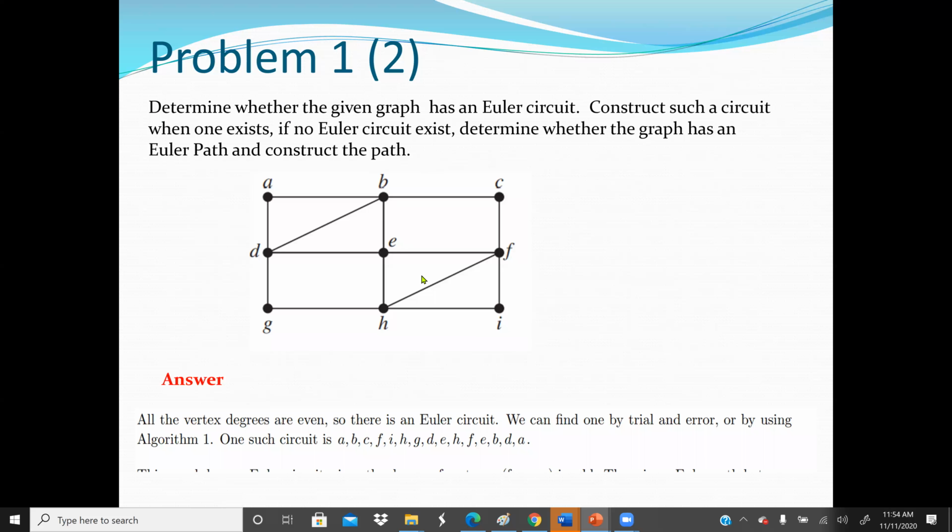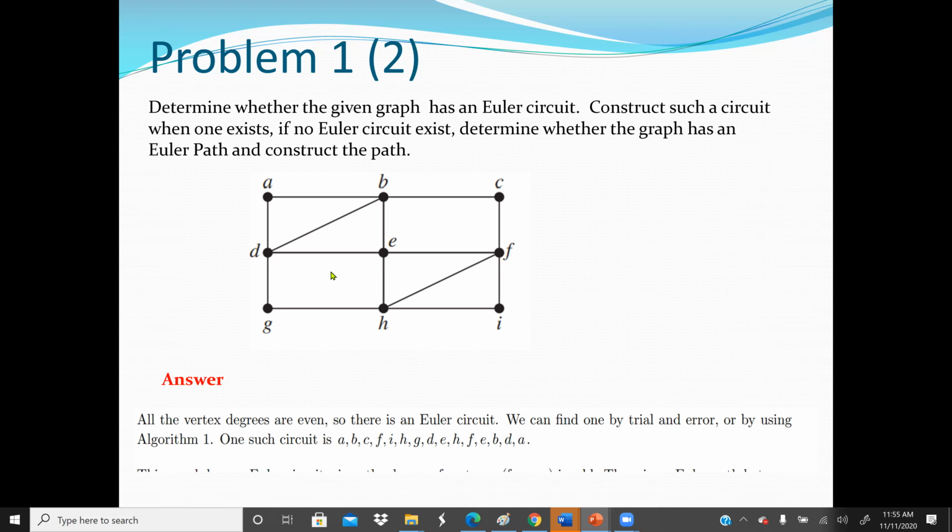So let's see some examples here. Here they say we should determine whether the given graph has an Euler circuit. If it has an Euler circuit, then we should construct such a circuit when one exists. If no Euler circuit exists, then we should check if it has an Euler path, then we should construct the Euler path.